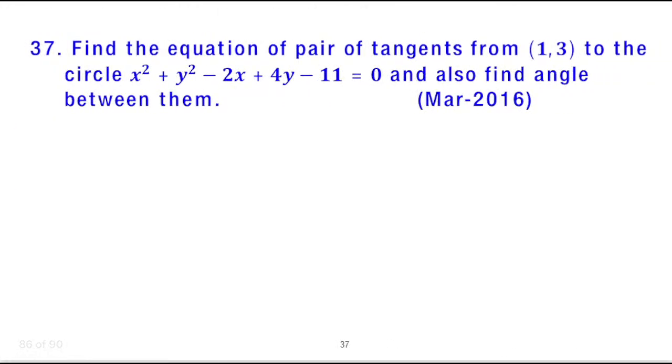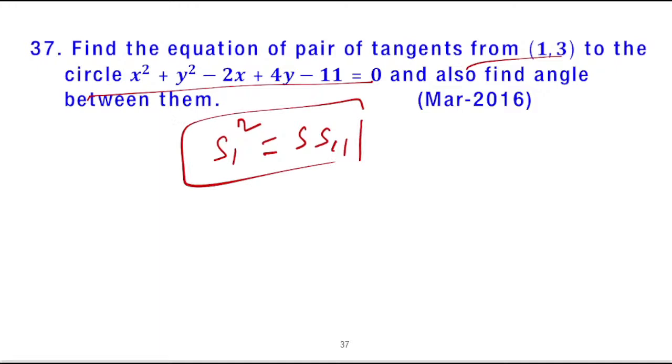Equation of pair of tangents from a point to the circle and also the angle between them, we have done this. For any curve, this is the story: S1 square is S into S11. For any curve, you can just apply it, solve it, and you will get it.